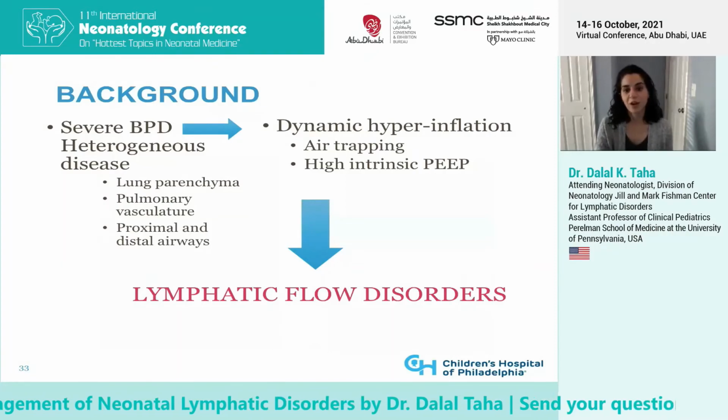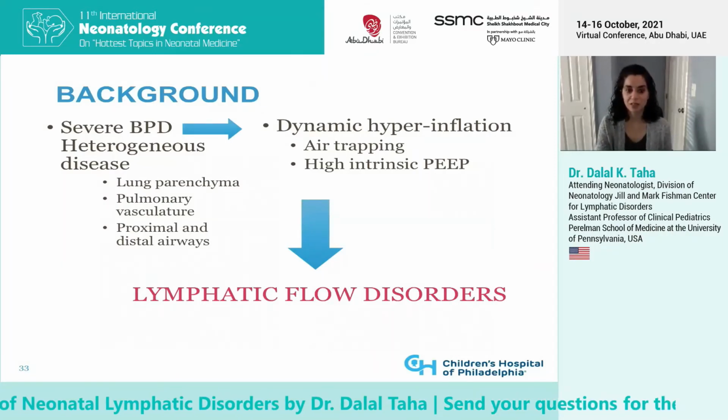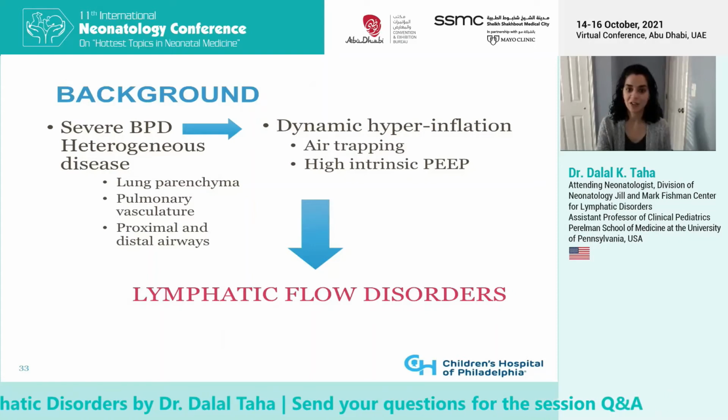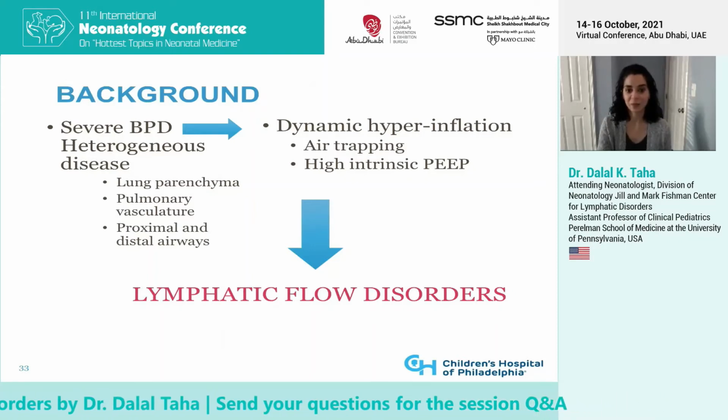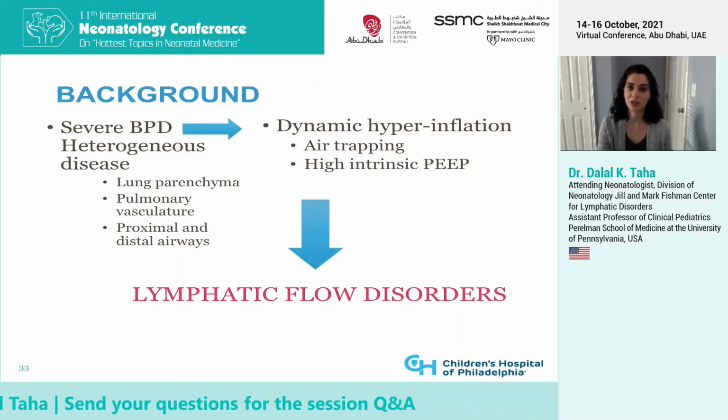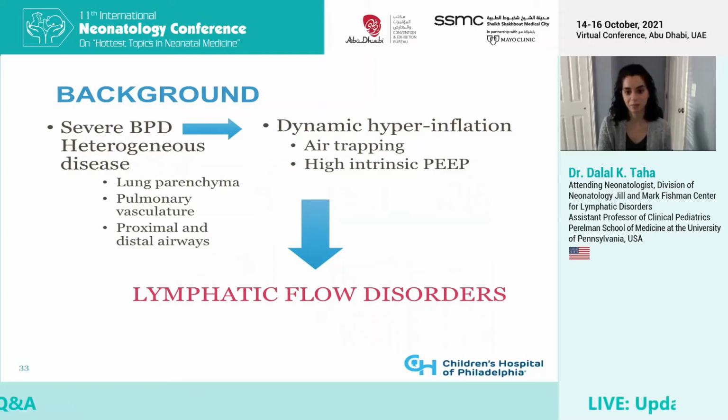Earlier, I mentioned that bronchopulmonary dysplasia can also lead to lymphatic dysfunction. Severe BPD is a heterogeneous disease that affects the lung parenchyma, pulmonary vasculature, as well as the proximal and distal airways. These abnormalities can lead to dynamic hyperinflation in some infants and can result in air trapping and high intrinsic PEEP.